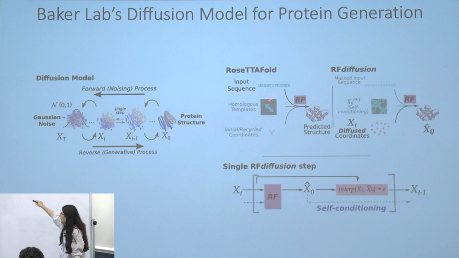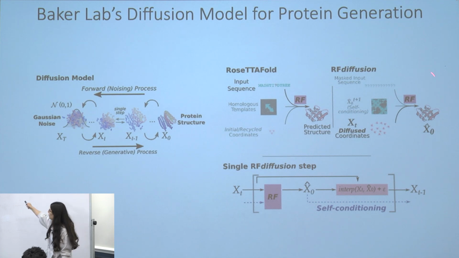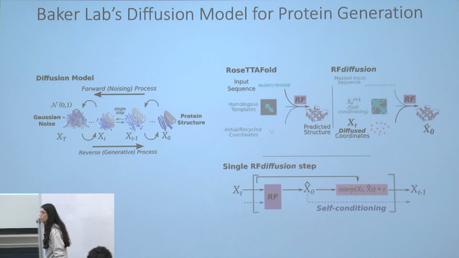So going from input sequence all the way to predicted structure, this is the task for RoseTTAFold. As for RF diffusion, you have these diffused coordinates, and based on those and no sequence information, you figure out how to make a protein structure. And then we could take this protein structure and figure out what sequence it should have. So this whole process, once again, is sequence agnostic.